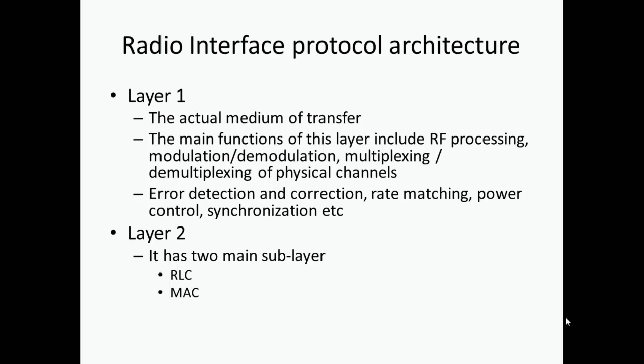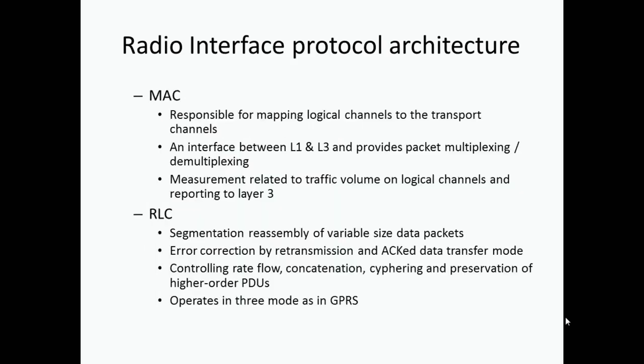Now the second layer has two sublayers, that are the MAC layer and RLC. MAC layer responsibilities are mapping logical channels to transport channels, acting as an interface between L1 and L3, and packet multiplexing and demultiplexing. Also, the measurement of traffic volume on the logical channel and reporting to L3 is handled by the MAC layer.